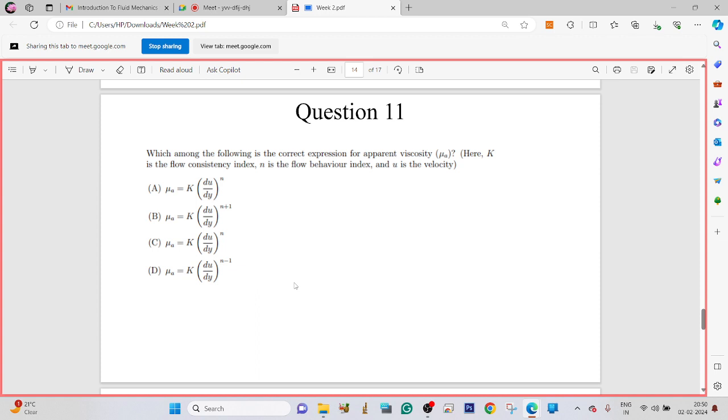Sir has already told you this in class, though I am just repeating. We can write this as K (du/dy) whole to the power n minus 1, into du/dy. Simply, nothing else. n minus 1 plus 1 means n only. So the apparent viscosity is equal to K (du/dy) whole to the power n minus 1. Right? So this is option D. Next question.